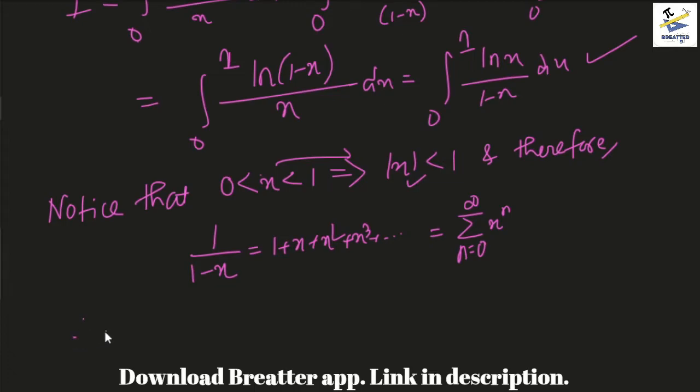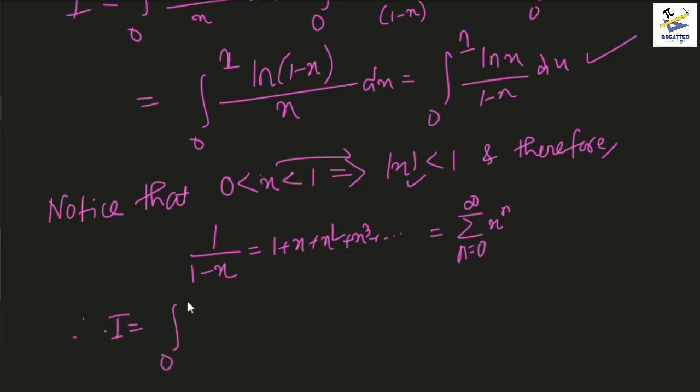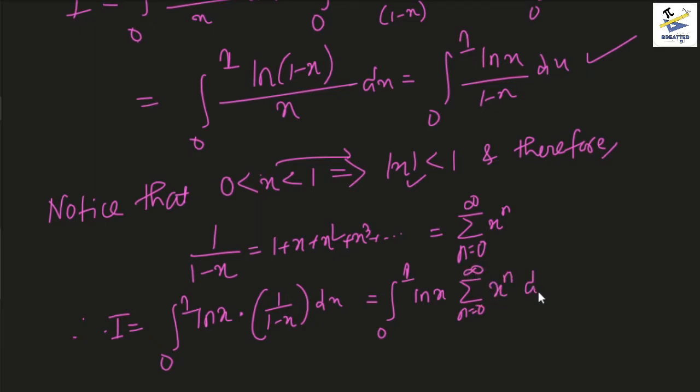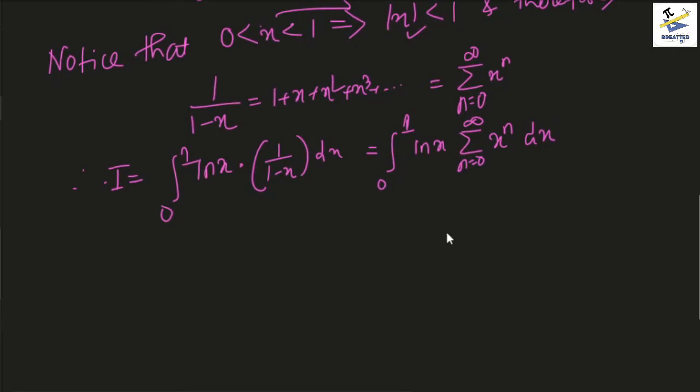Therefore I equals the integral from 0 to 1 of ln of x into 1 by 1 minus x dx, and obviously we change it to ln of x into the summation from n equals 0 to infinity of x to the power n dx. Once we do that, we can take this summation outside of the integral using a lot of known theorems, one of them being the dominated convergence theorem and Fubini's theorem. So we can prove that we can swap the integration and the summation sign, and it is valid here. When we do so, what we get is the sum from n equals 0 to infinity of the integral from 0 to 1 of x to the power n into ln of x dx.